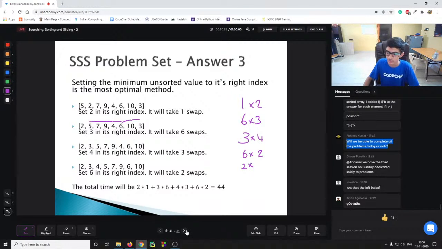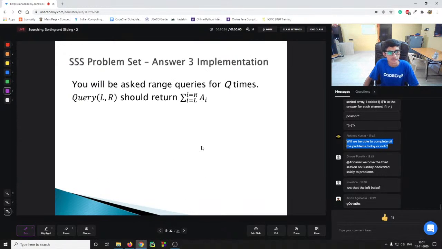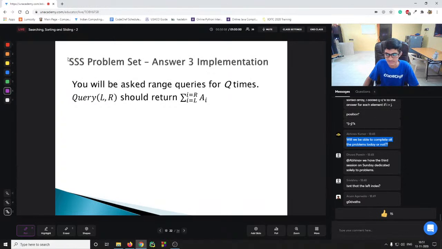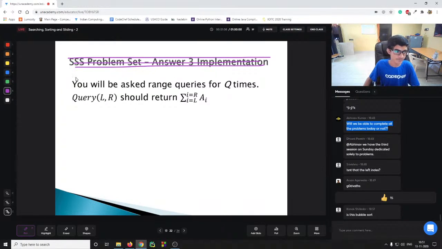Okay, so let me move on to the next problem. Oops, I made a mistake with the title. There wasn't any implementation for this, this is just a problem, so please ignore the title. You are going to be asked a problem. This problem is asking, you will be asked range queries for q times.